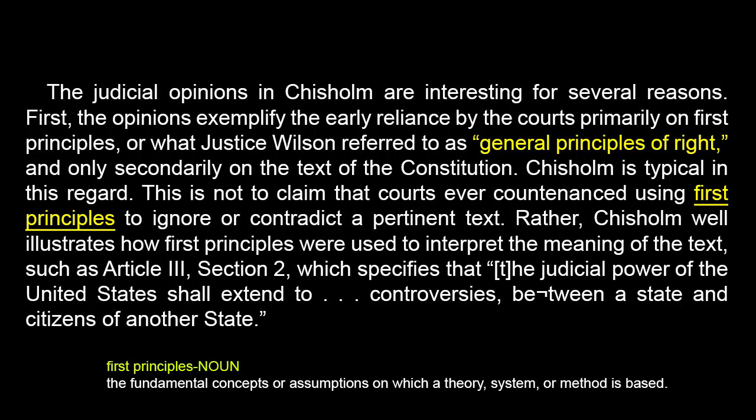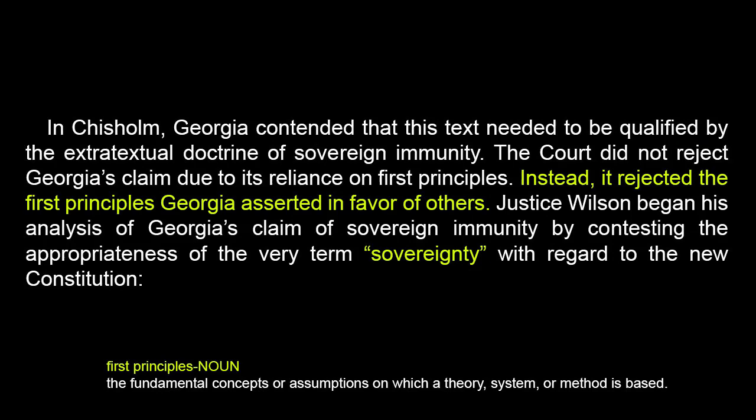The judicial opinions in Chisolm are interesting for several reasons. First, the opinions exemplify the early reliance by the courts primarily on first principles, or what Justice Wilson referred to as general principles of right, and only secondarily on the text of the Constitution. Chisolm is typical in this regard. This is not to claim that courts ever countenance using first principles to ignore or contradict a pertinent text. Rather, Chisolm well illustrates how first principles were used to interpret the meaning of the text, such as Article 3, Section 2, which specifies that the judicial power of the United States shall extend to controversies between a state and citizens of another state. In Chisolm, Georgia contended that this text needed to be qualified by the extratextual doctrine of sovereign immunity.